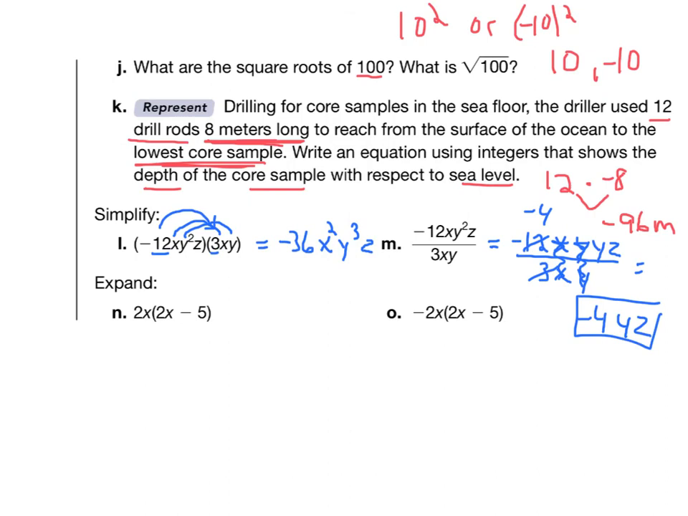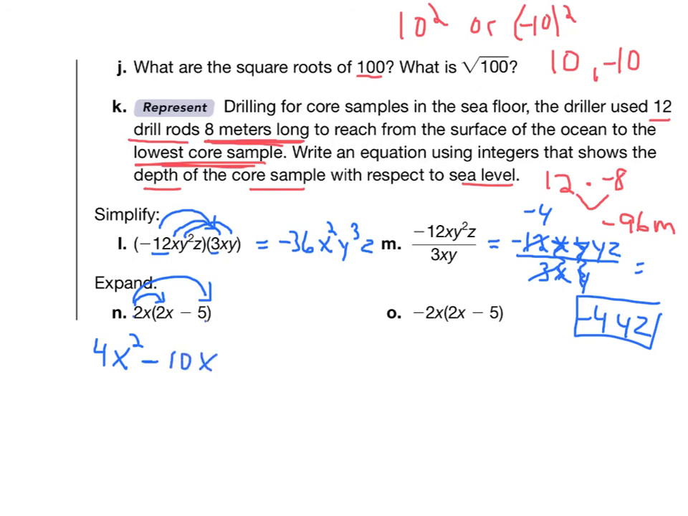All right, expanding means I multiply. So I do 2x times 2x. 2 times 2 is 4. X times x is x squared. Then 2x times 5. I have a subtraction sign, so 2 times 5 is 10, and x.